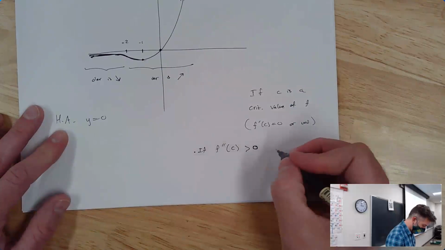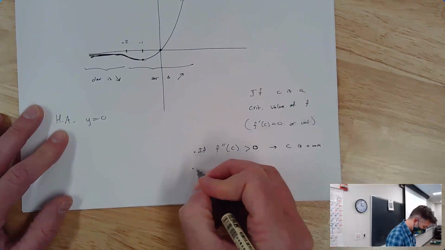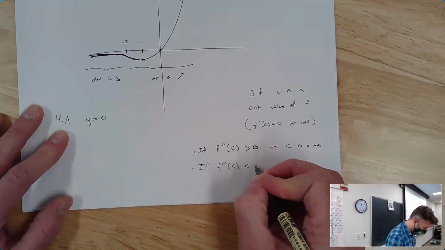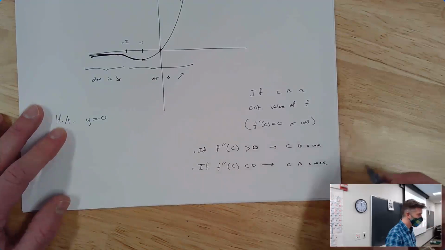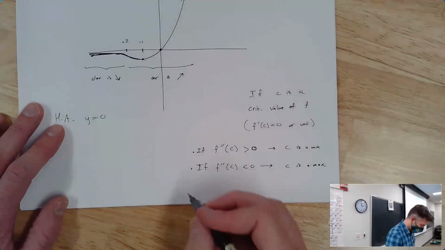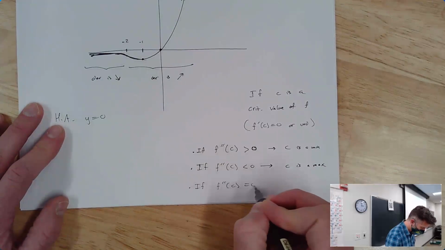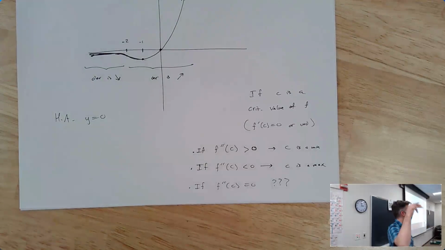On the other hand, if the second derivative there is negative, then you get a maximum. But here's the bummer. If the second derivative there is 0, you don't know. It could be a max, it could be a min, it could be neither.